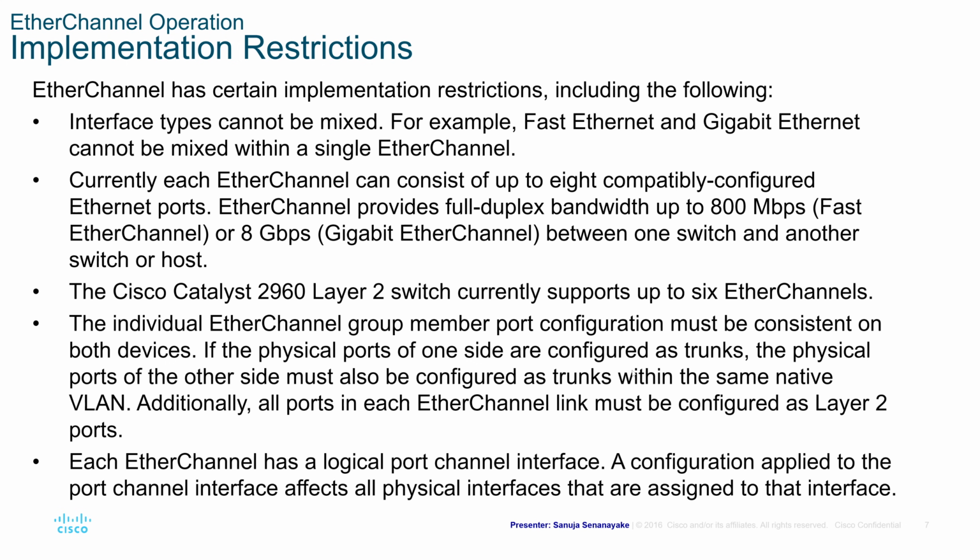So consistency matters, as with anything in network engineering, like we have learned in previous lectures. Both sides have to agree upon what type of communication method and configuration will be used for that communication. Otherwise, the communication won't happen. Additionally, all ports in each EtherChannel link must be configured as layer 2 ports. So if they are not configured as layer 2 ports, it will not work.